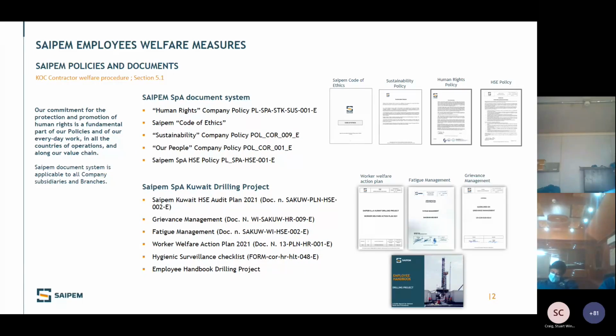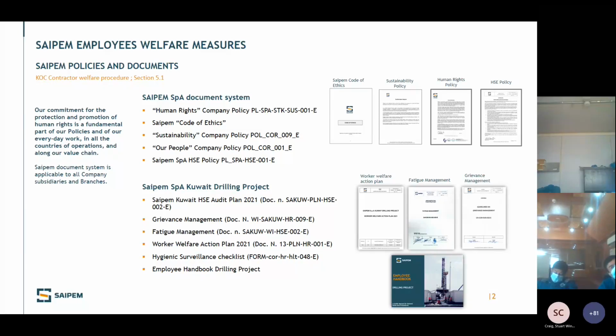SAIPAM policies and documents, we are using two sets of documents. The one is the documents from corporate, that is applying right over all the SAIPAM drilling and construction work sites. Very important, there are two documents to mention. The one is on human rights, and the second one is the code of ethics. That is from corporate. Then locally, we have got all our other plans: grievance management, fatigue management, worker welfare plan, hygienic surveillance checklist, and the most important one, the employee handbook for the drilling project.